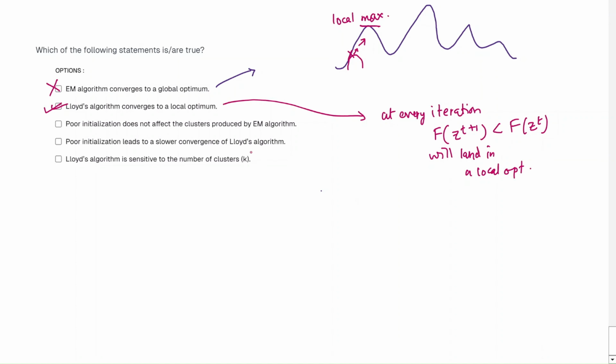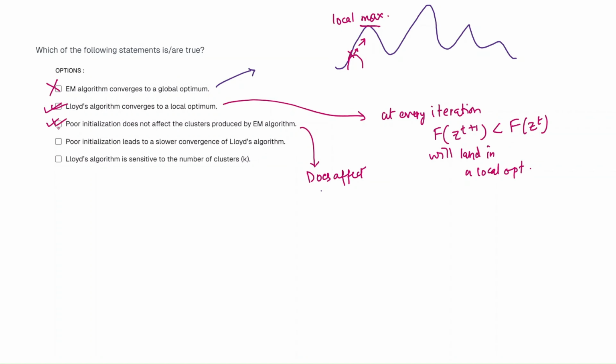The third option says poor initialization does not affect the clusters produced by EM algorithm. This is wrong, because it does affect. In fact, initialization affects both EM algorithm as well as Lloyd's algorithm. That is one of the reasons why we have smarter methods for initialization like k-means plus plus.